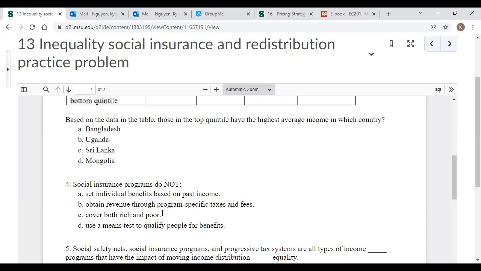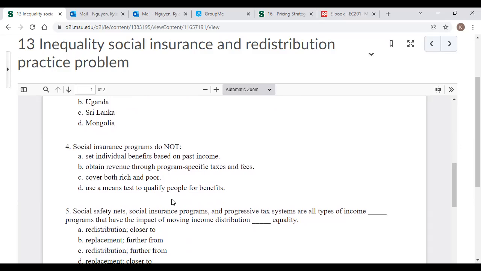Cover both rich and poor. This is also not correct because an example would be Medicare. After the age of 65, you receive Medicare. You can be rich, you receive Medicare. You can be poor, you receive Medicare. Workers' compensation: you could get injured on the job while you're rich, you probably still qualify. You could be injured while you're poor, you still get workers' compensation. Social insurance programs don't discriminate based on your past earnings or anything like that.